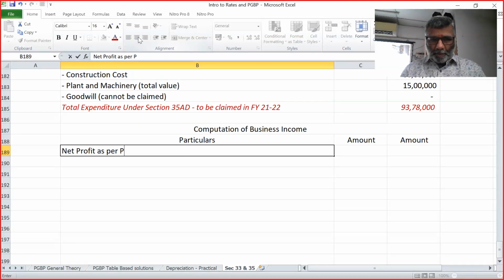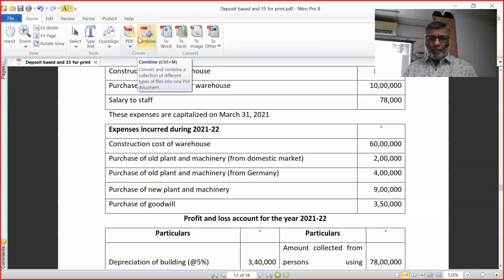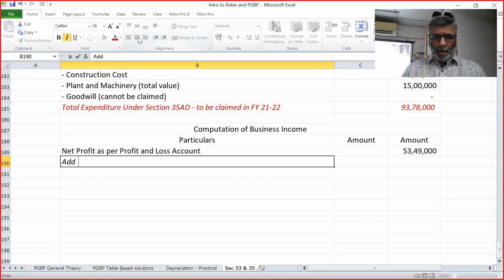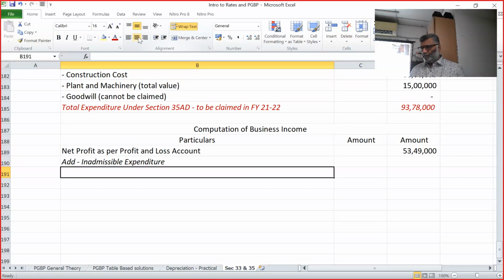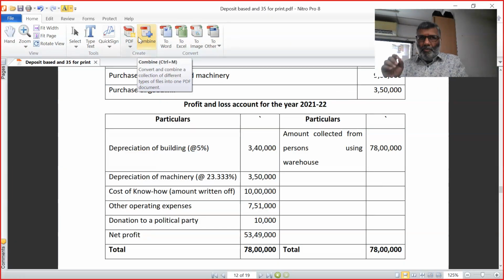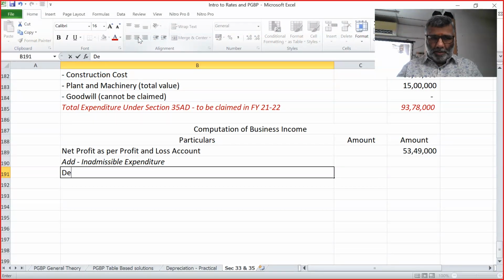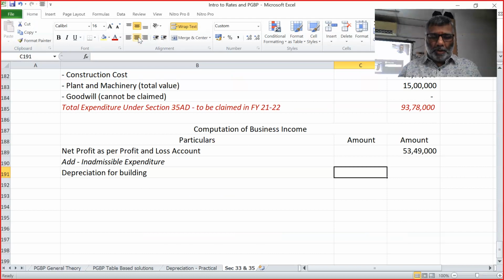Net profit as per profit and loss account, 53 lakh 49,000, and inadmissible expenditure. We cannot claim depreciation and all because we are claiming the building or the asset itself as deduction. Depreciation for building 3,40,000.